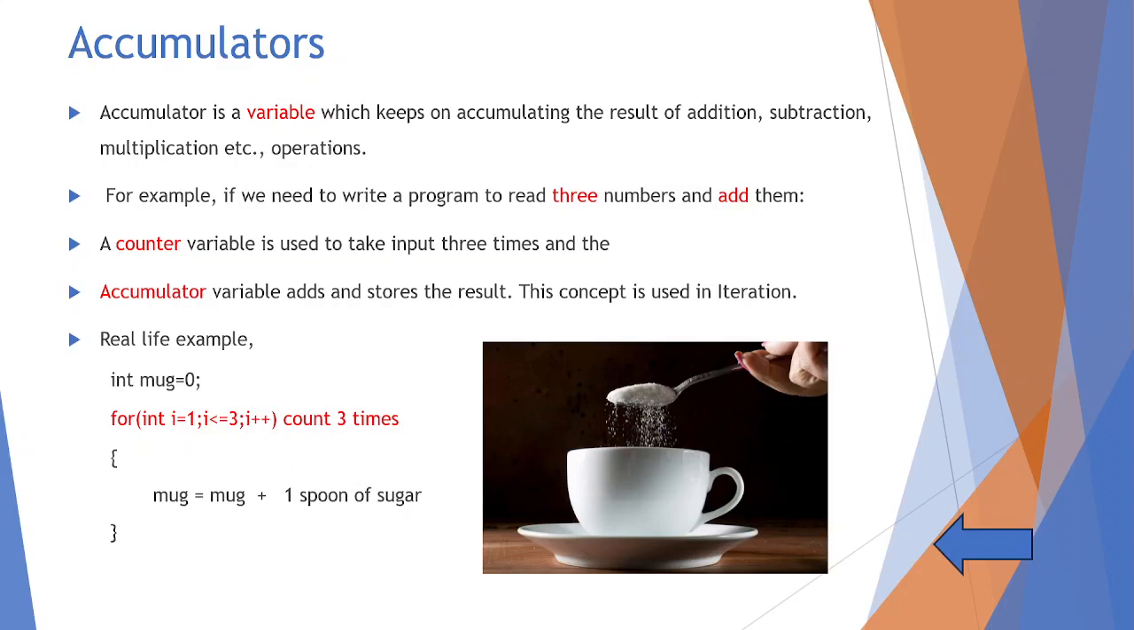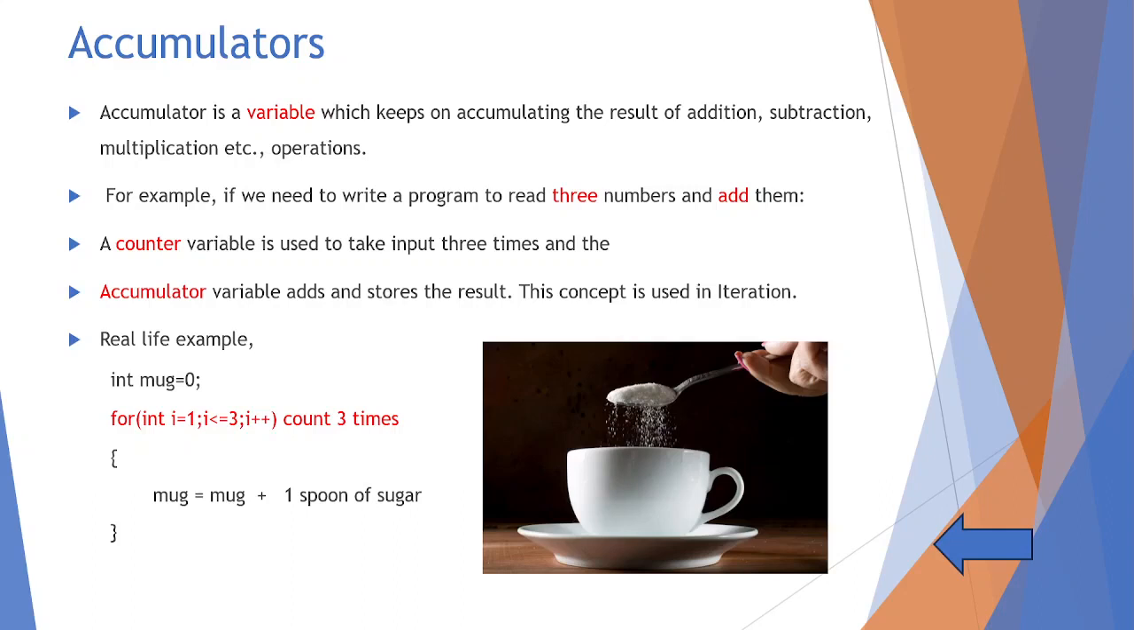Here is a real-life example combined with computer programming, although it is very hypothetical. A computer cannot add sugar to our coffee mug, but just see this example. int mug equals 0 means mug is a variable. Here the real-life object, coffee mug, is equal to 0. No sugar is there so far.